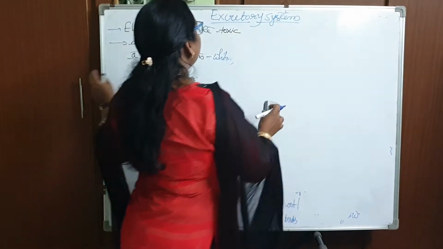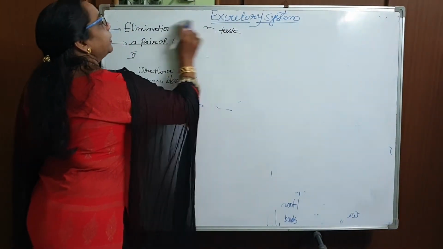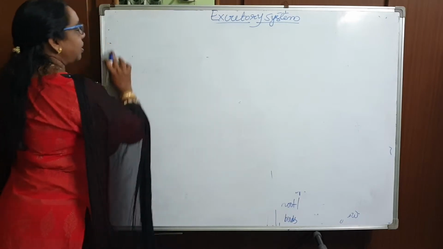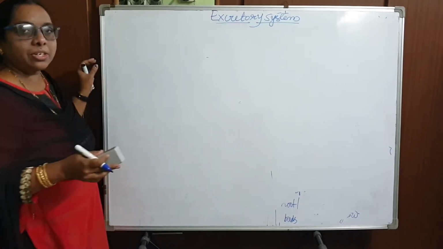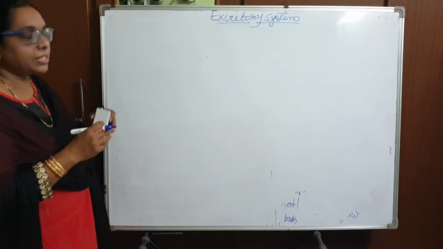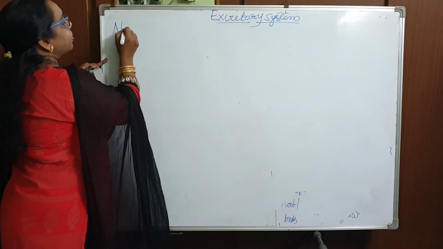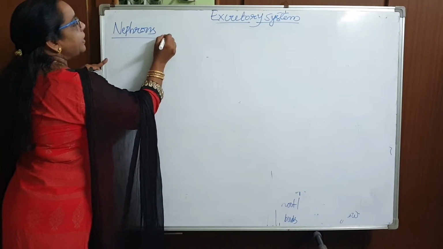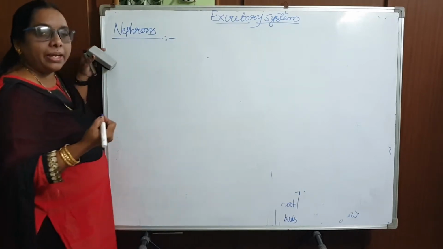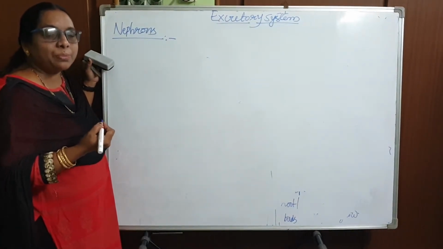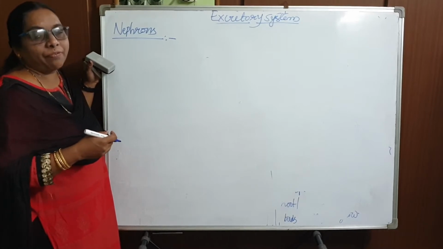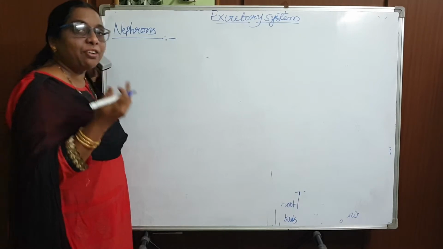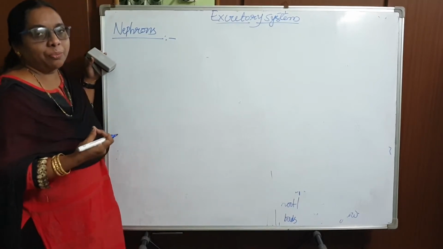How does this filtration process take place? Let me explain. What is the structural and functional unit of the kidney? The structural and functional unit of the kidney, the excretory system, is the nephron. Each kidney has approximately 1 lakh nephrons. Nephrons play a role in the filtration process.